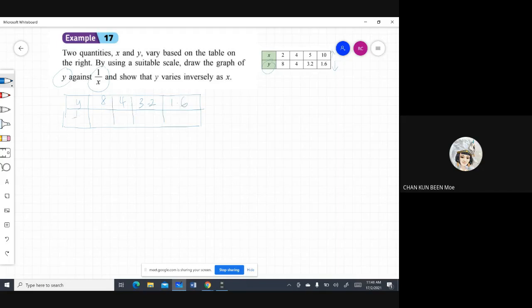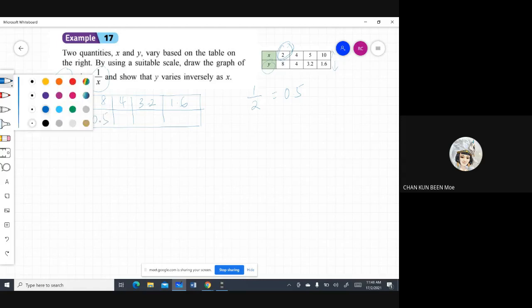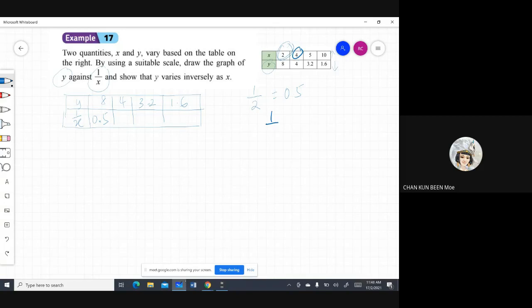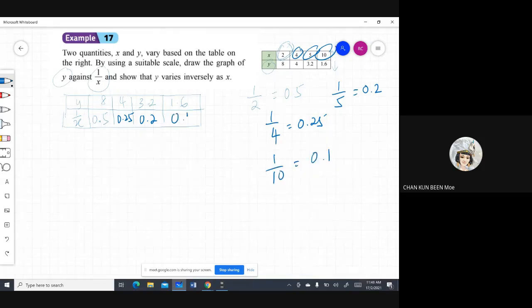1 over x means 1 divided by 2 for the first one. So 1 divided by 2 is 0.5. You can fill in already. The second one is 1 over 4. 1 over 4 is 0.25. Also fill in. And then the third one is 1 divided by 5. 1 divided by 5 is 0.2. Fill in. And then the last one is 1 over 10. 1 over 10 is 0.1. Fill in. So from this table that you have, you got to draw the graph.